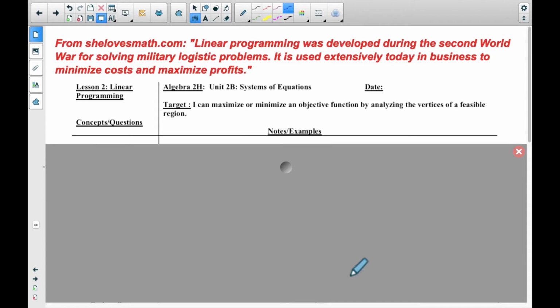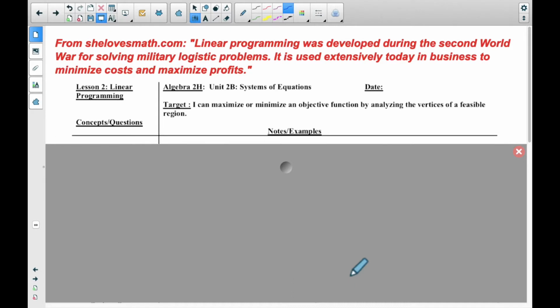Hi everybody. In this lesson today we're going to talk about linear programming. At the top of the page you don't have to write down this quote, but this is a good example of why I really like linear programming. I think it is something that's really cool. It allows us to do something that without math would not be easy to do.